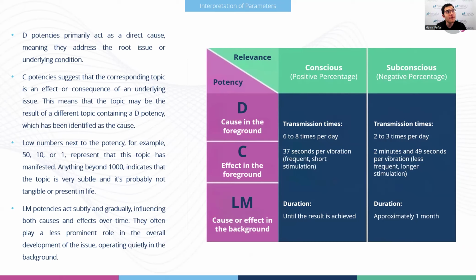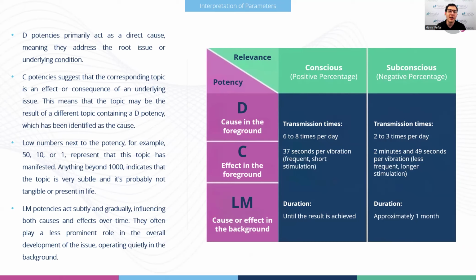And then before we move forward, I want to remind you that there will be a number next to these potencies, whether it's D, C, or LM. And the lower the number, the more chances of that particular topic having manifested in your life, or that it's present in your life. So sometimes everything looks good, you have great relevance, great intensity, and then you get the potency, and it's a D potency, but then the number is super high, right? An exponential value or a Roman numeral.